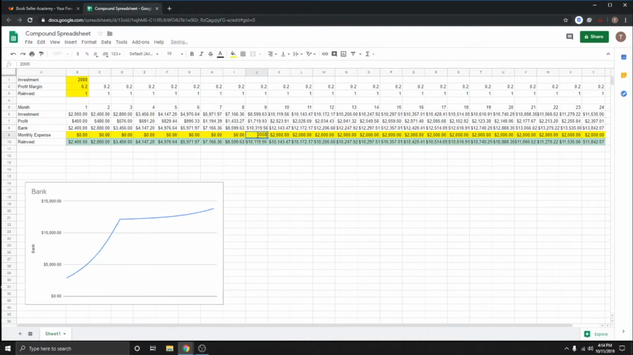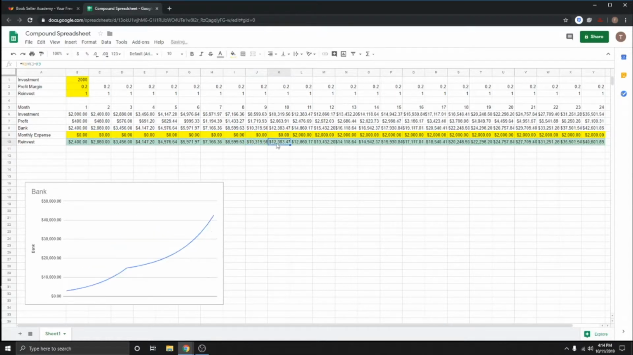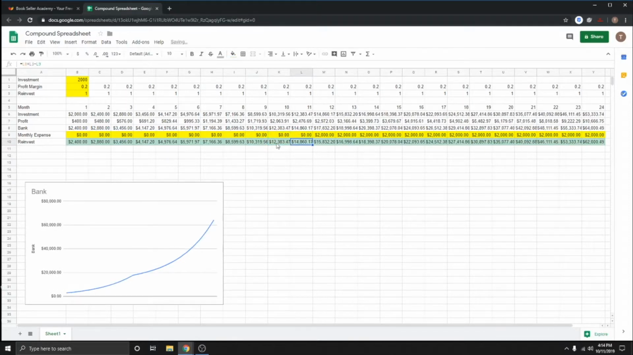Let's see here. On the 9th month, that's with $2,000 investment, 20% profit margin. This is where it's going to get you. You've taken out money from your business a little too early, right? So these are just different scenarios that you could work with. Let's just go ahead and make this all 0 again.